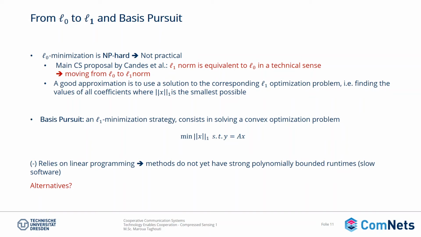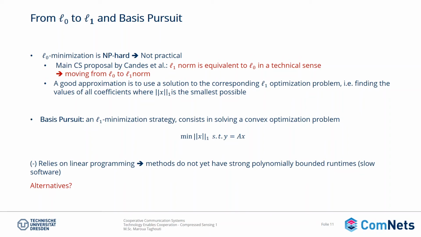as if it was really done using the L0. Okay, so we said that this L0 minimization is actually NP-hard, so it is not practical. We don't want to do it. And from the main proposal by Professor Candès, L1 norm is actually equivalent to L0 in a technical sense. So this enables us to move a little bit further using the L1 norm. So a good approximation is to use a solution to the corresponding L1 optimization problem by finding the values of all the coefficients where the L1 norm of x is the smallest possible. Until here seems okay.